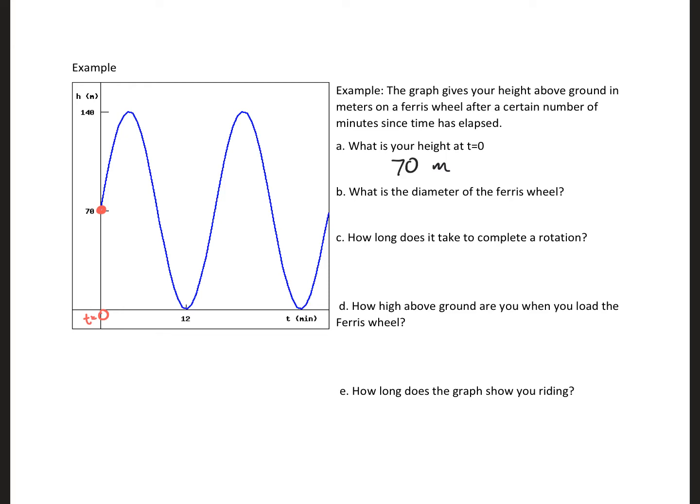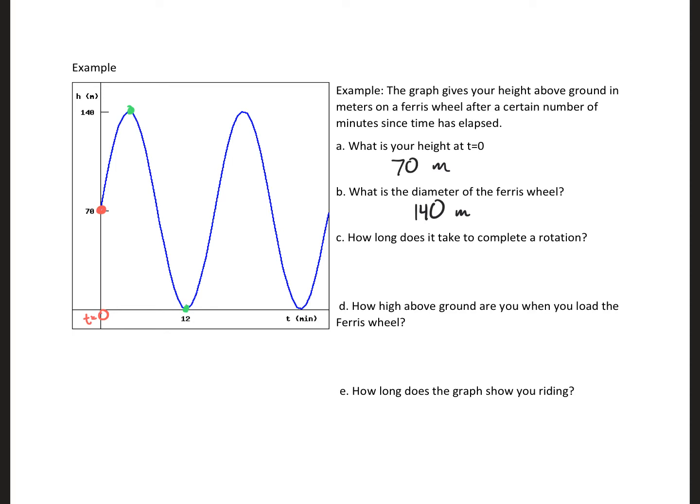The diameter of the Ferris wheel, well, if you notice, here we're on ground level. And the peak height is 140 meters. That tells me that from the ground to the top of the Ferris wheel is 140 meters. So the diameter is 140 meters.